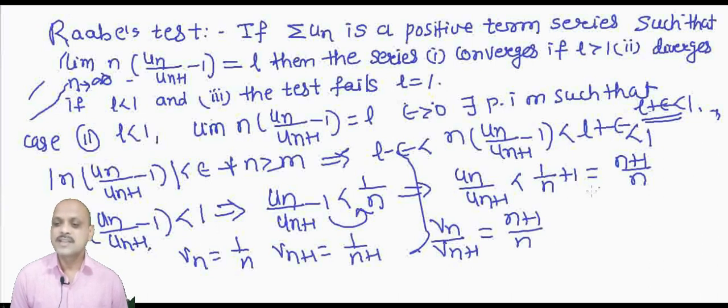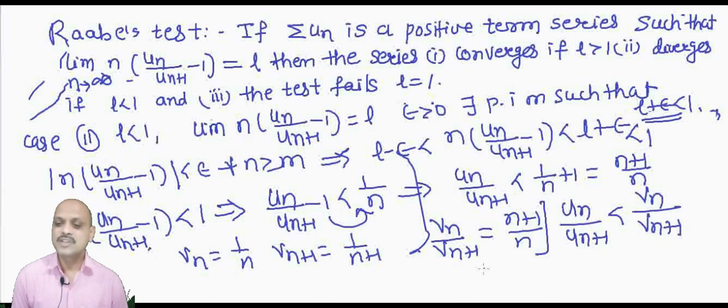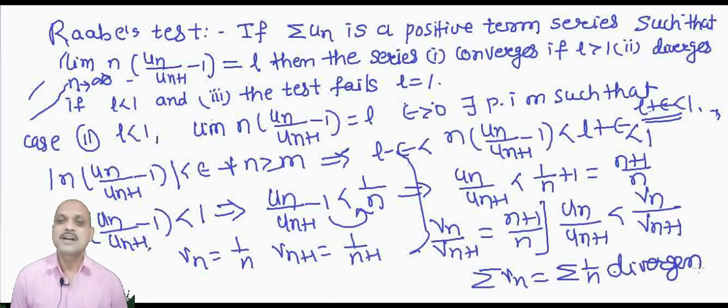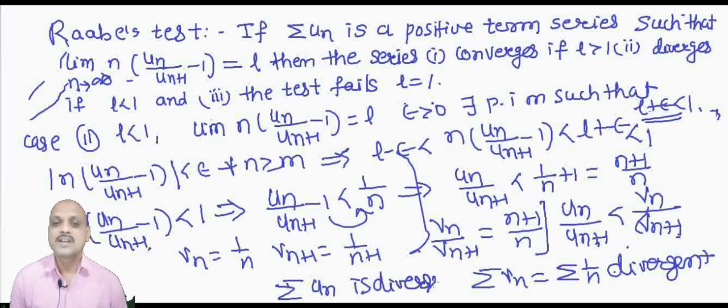So this implies that un divided by un plus 1 is less than Vn divided by Vn plus 1. Now look at this series summation Vn. Summation Vn means summation 1 by n, and we know that this summation 1 by n is a divergent series. We can apply the comparison test of the second kind. As this series is divergent, summation un is also divergent. So series summation un is divergent by comparison test of the second kind.